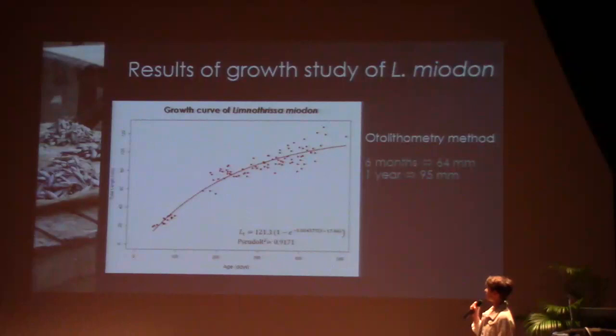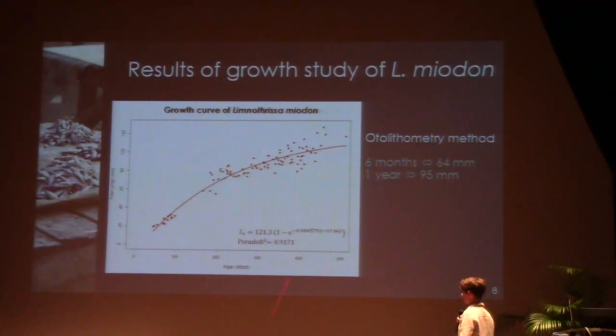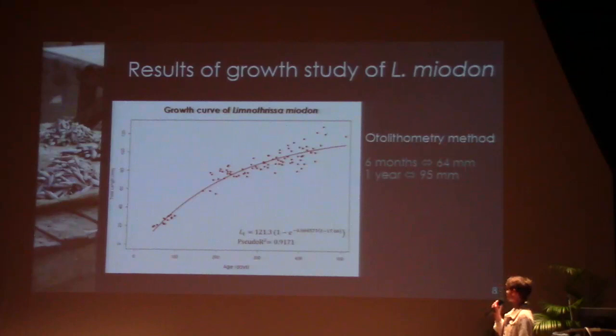The growth curve of Limnotrissa was produced due to the age estimate and the size measure. So at the age of 6 months, the individuals measure on average 64 millimeters, and at the age of 1 year, they measure around 95 millimeters. About the Lamprichthys curve, it is under development.